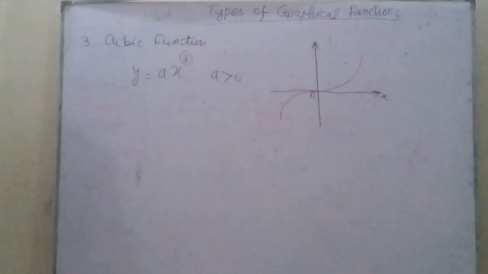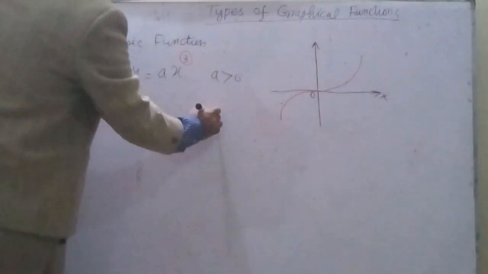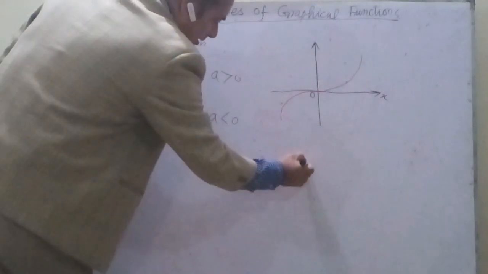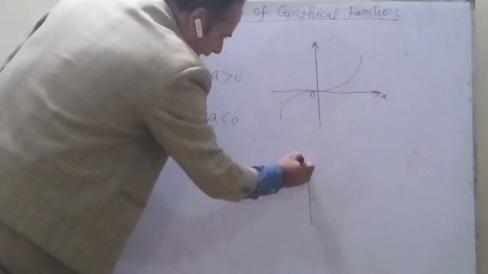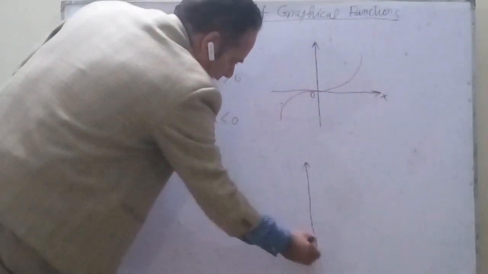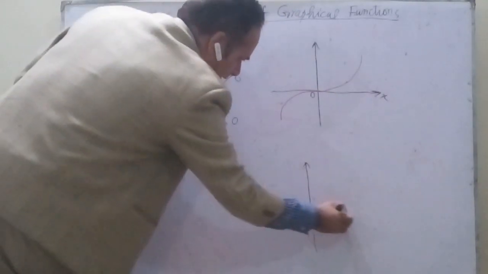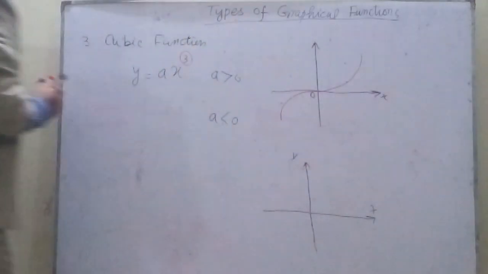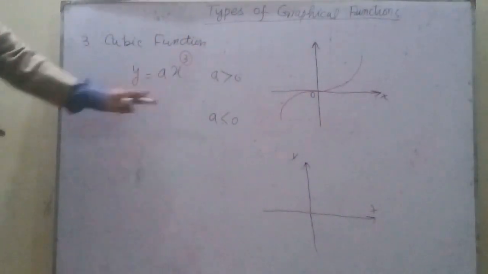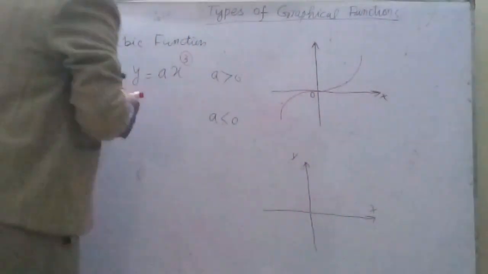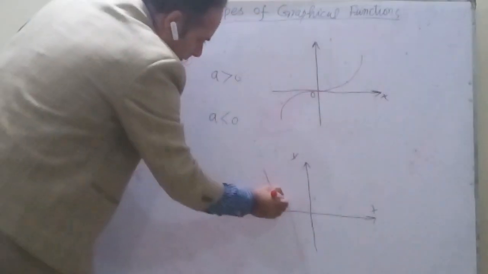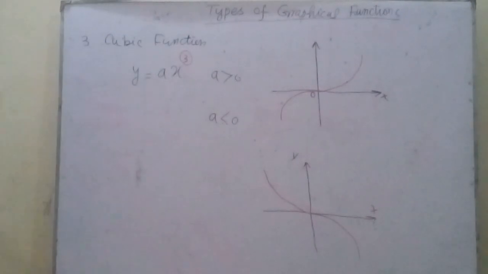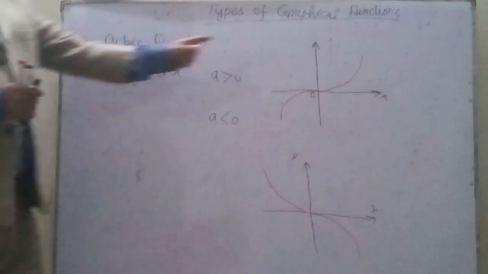And what if this a is negative, that is less than 0? What will happen then? This is the y-axis and this is the x-axis. In this case, when this number is negative, this will be the cubic function. So how do we differentiate between them?